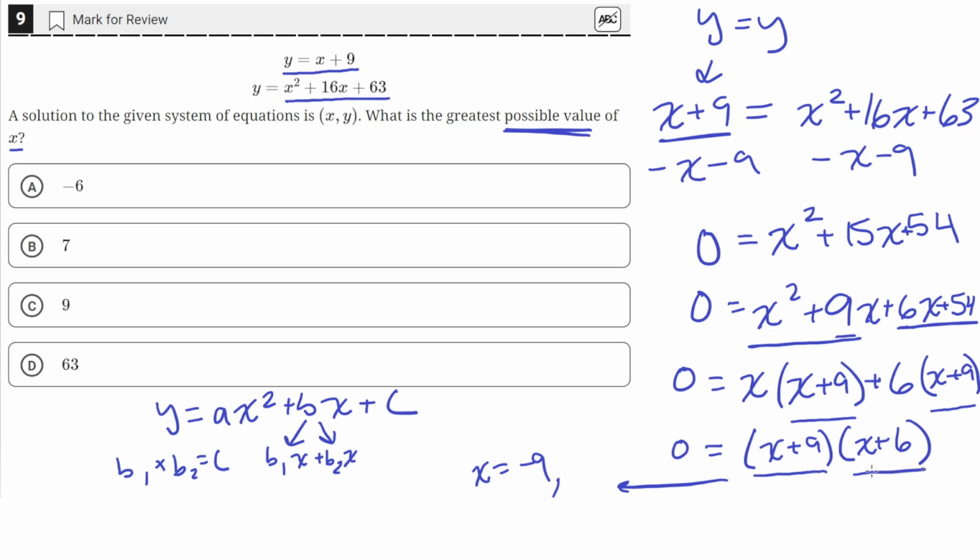And then x plus 6 is equal to 0 when x equals negative 6, because negative 6 plus 6 is equal to 0. So these are our two values of x. And the question asks for the greatest possible value of x. And negative 6 is greater than negative 9, so negative 6 is the correct answer.